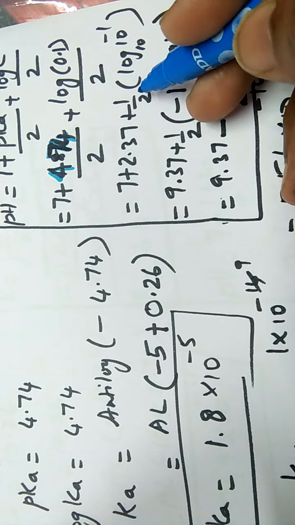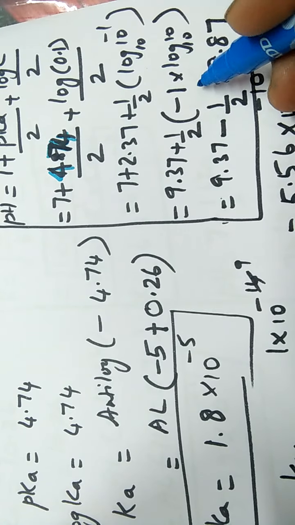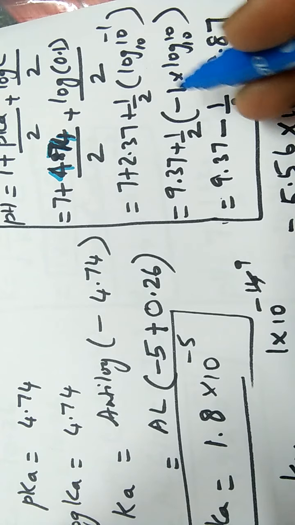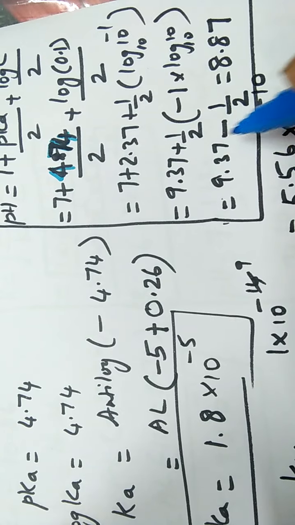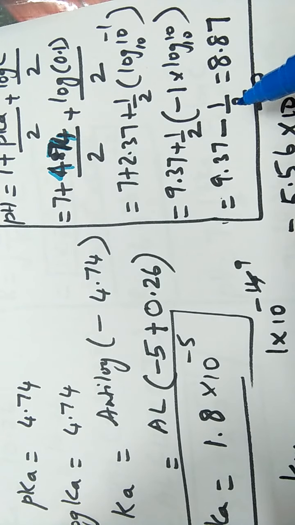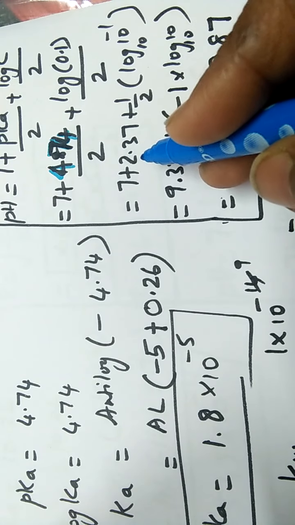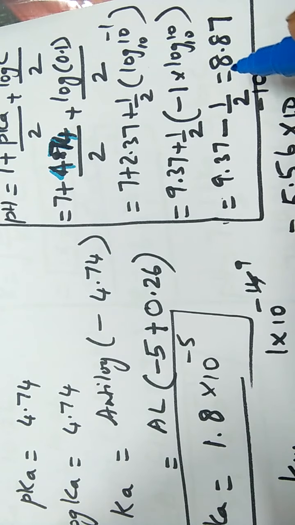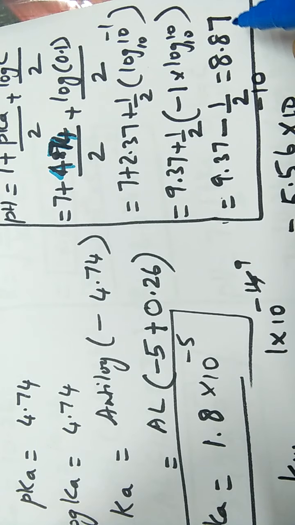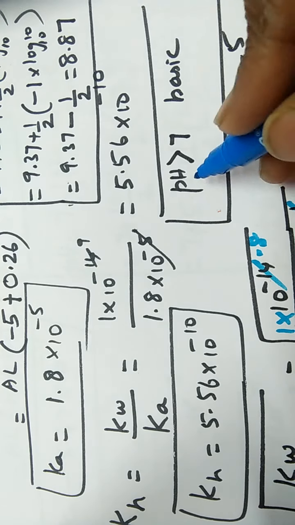Log x power m becomes m log x. Minus 1 log 10 to the base 10 is 1, so it is just written as minus 1. And here the 1 by 2 should be multiplied, so it is minus half, that is minus 0.5. And here 7 plus 4.74 by 2 becomes 2.37, 9.37 minus half, you will get 8.87. pH value is 8.87. Since the pH is greater than 7, the solution is basic.